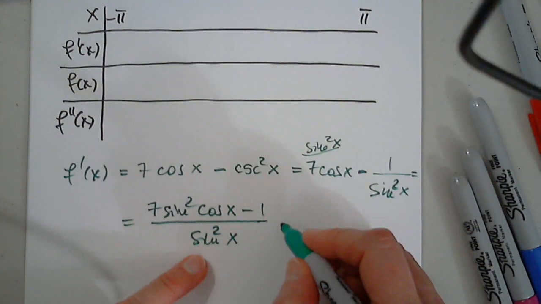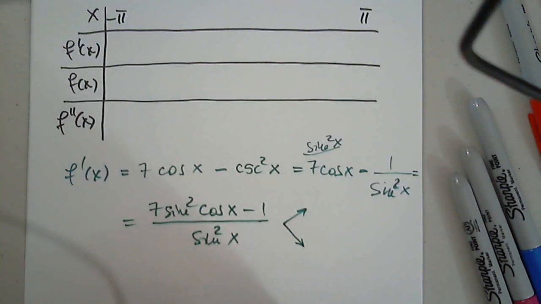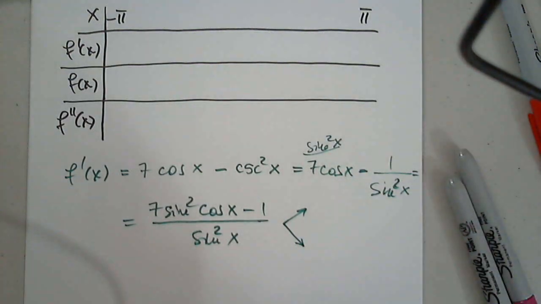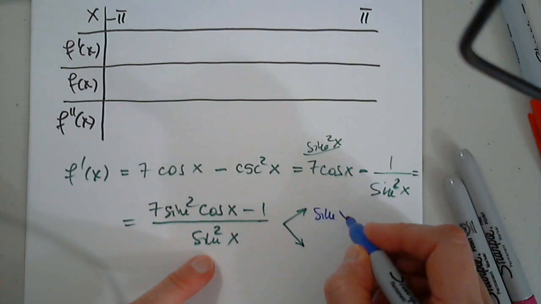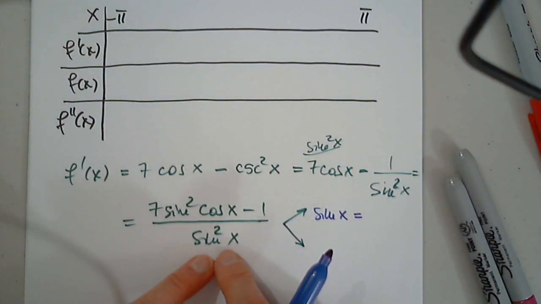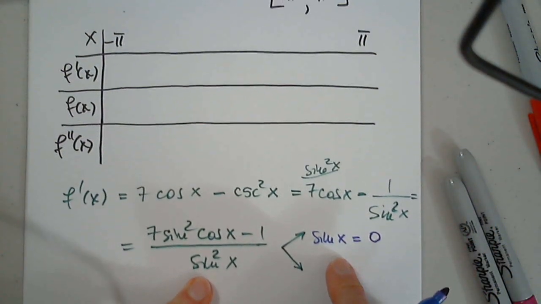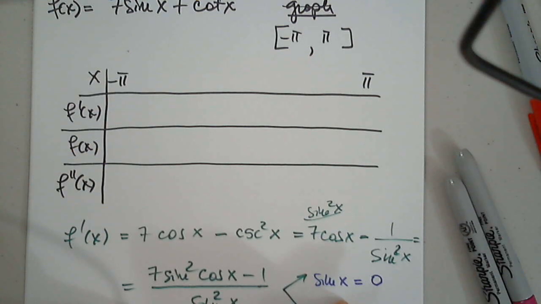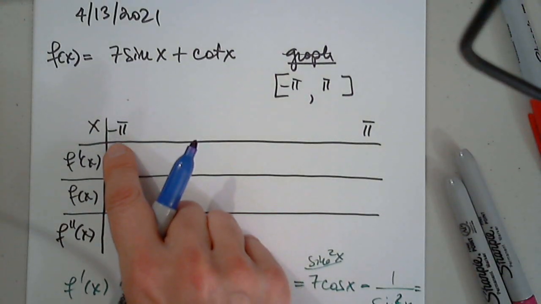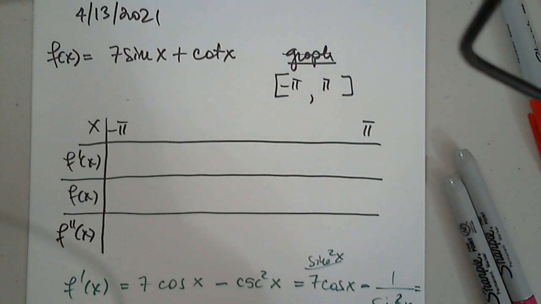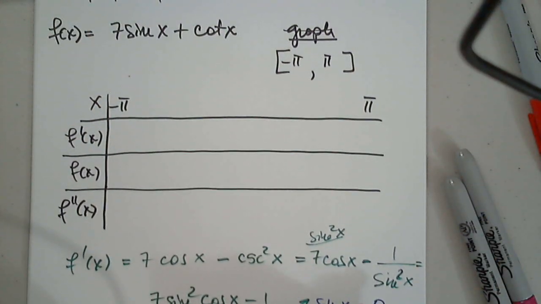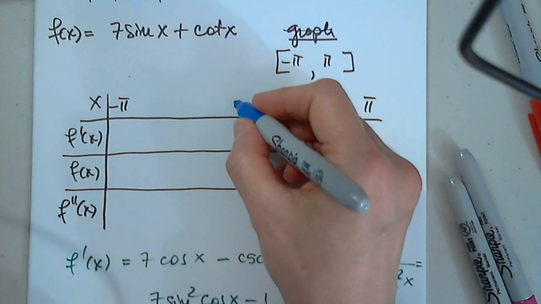Now, critical numbers for this function will come from two sources. One source is when sine x equals, anyone? 0. Very good. Where is sine 0? We're talking about the interval negative pi to pi, right? So, say it again. 0 and pi. So at 0 and pi, and 0 is right here in the middle of the interval.